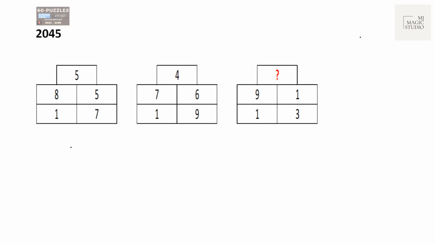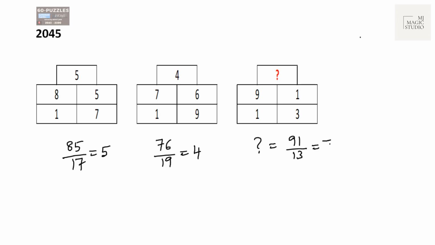Okay, how we can get this 5 at the top? If I read this question, okay, this is simply 85 by 17 is 5. Let me check here. 76 by 19, 38, 76 is 4. Bingo. That means that question mark should be 91 by 13. That is 7. 7 should be the correct pick for this particular puzzle.